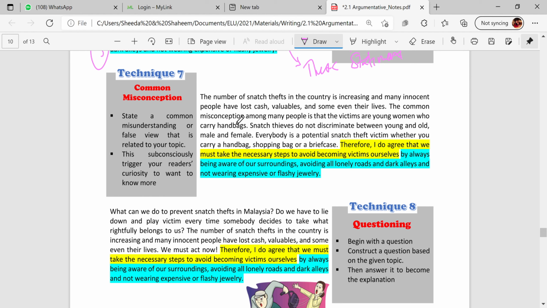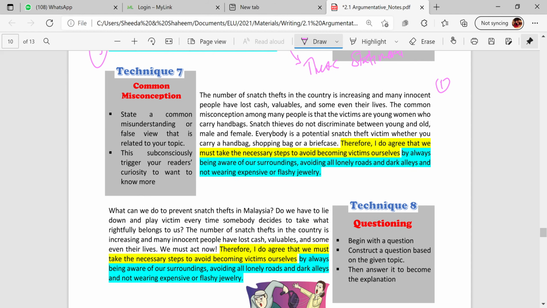The common misconception, terus masuk. Okay, this is the general introduction, general information regarding the topic. The common misconception among many people is that the victims are young women who carry handbags. Snatch thieves do not discriminate between young and old, male and female. Everybody is a potential snatch theft victim, whether you carry a handbag, shopping bag, or a briefcase. So as you can see, number 1 is indicating the common situation. Number 2.